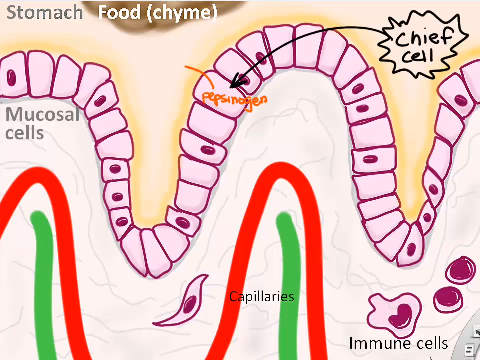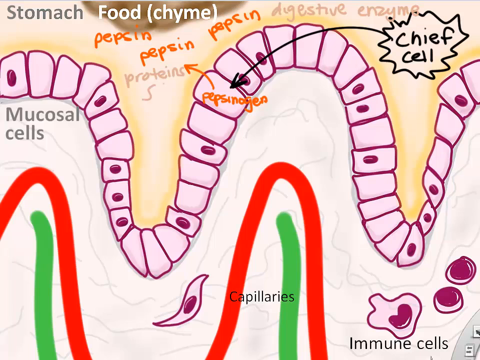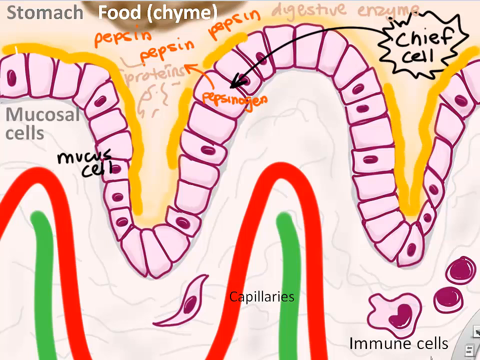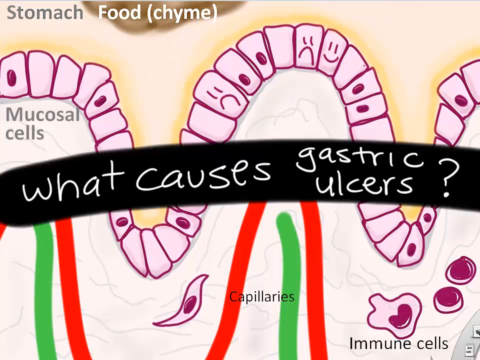Another cell in the lining of the stomach, in those simple columnar cells, are chief cells. Chief cells make pepsin. Pepsin is a digestive enzyme which helps break down proteins into smaller and smaller components. It's inactive inside the cells as pepsinogen, and then it becomes active once it's in the acidic stomach. The other thing is that some cells in those simple columnar cells will produce mucus and bicarbonate, which will be protective from that acid and from that pepsin. And that's important so that your stomach cells are protected.